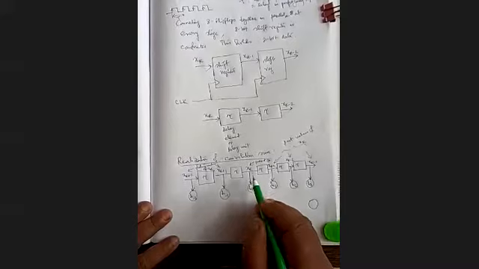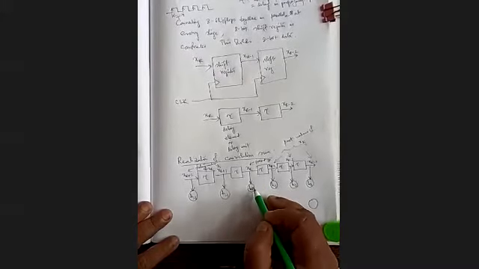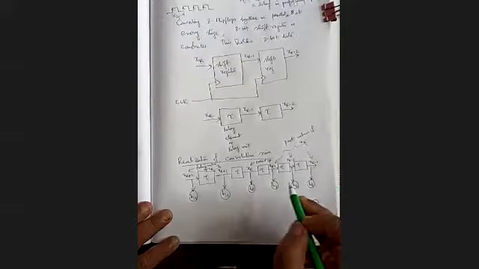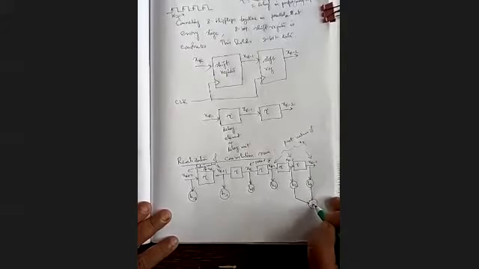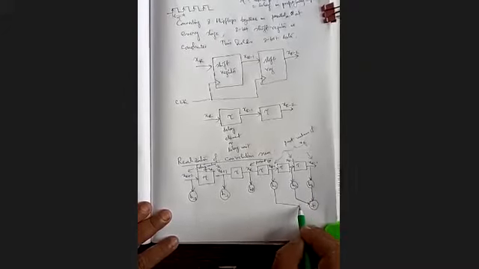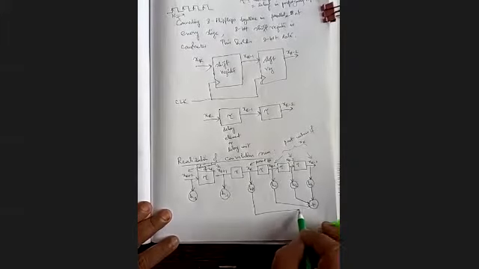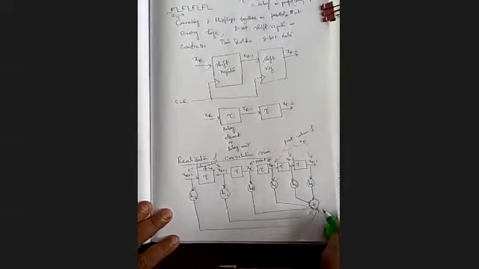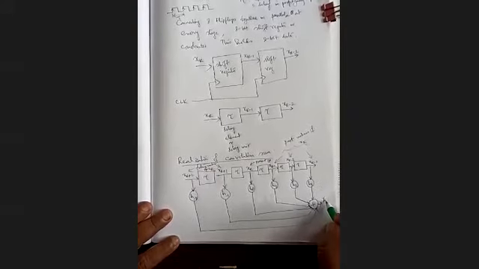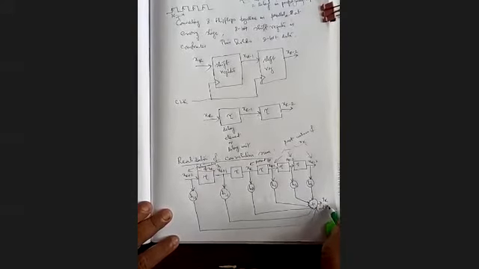This XK into h0 plus XK minus 1 into h1 plus XK minus 2 into h2. These all will be added. So these are all added here, and our output is YK. This is our output.